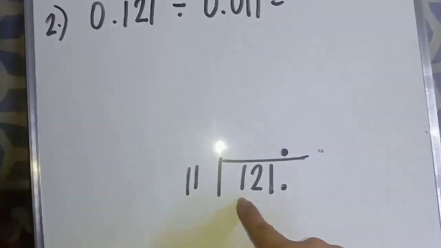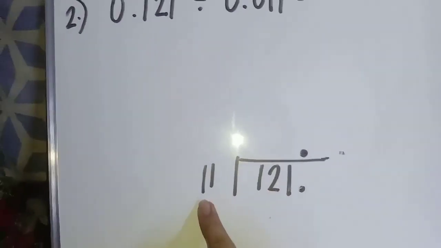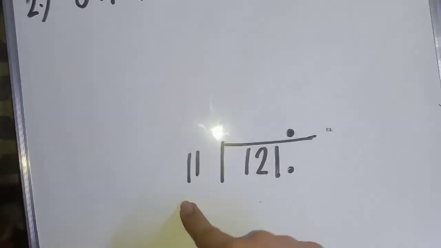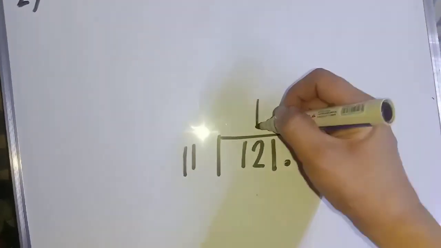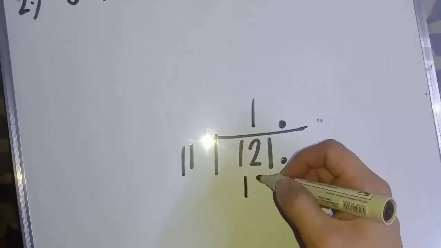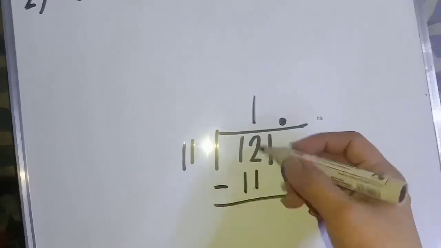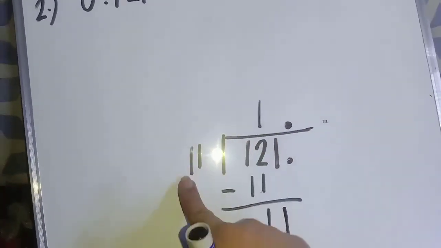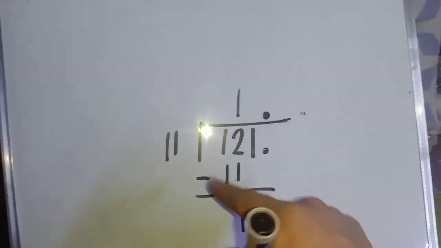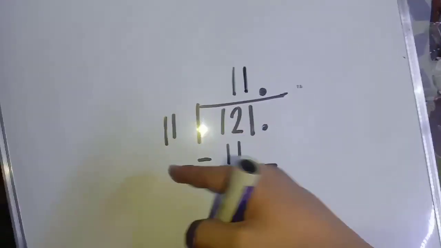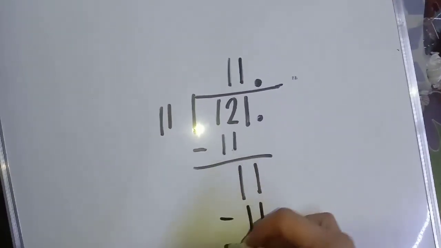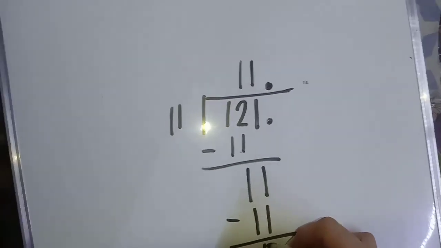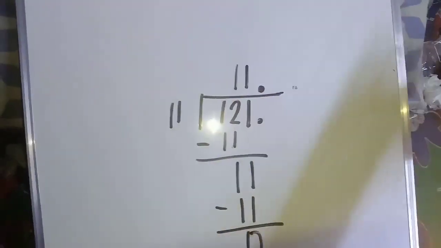Okay, so let's move to 12. 12 divided by 11. How many 11s are there in 12? Okay, there is only 1. So 1 times 11 is 11. Subtract. 12 minus 11 is 1. Bring down 1. How many 11s are there in 11? Also 1. So 1 times 11 is 11. Subtract. We have 0. Okay, so wala tayong remainder.